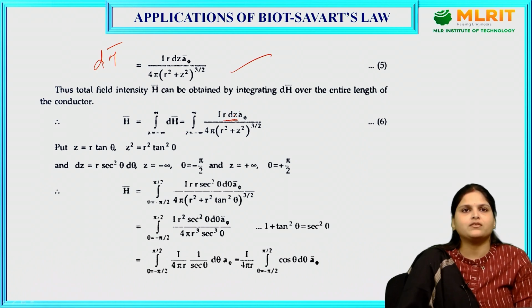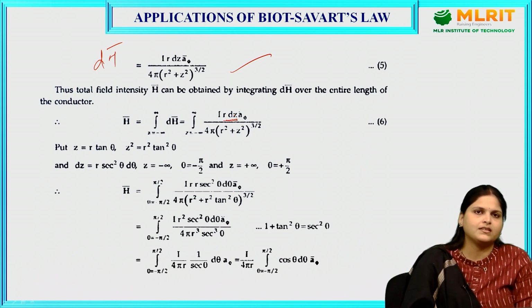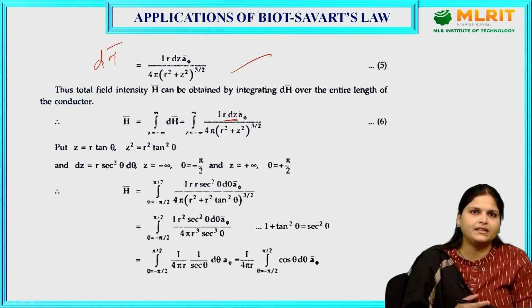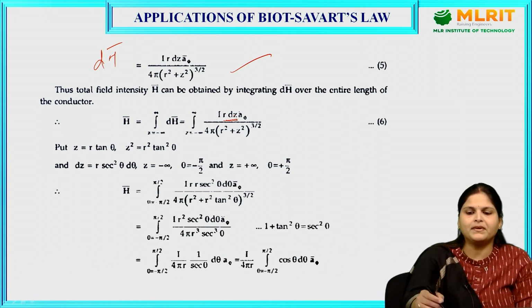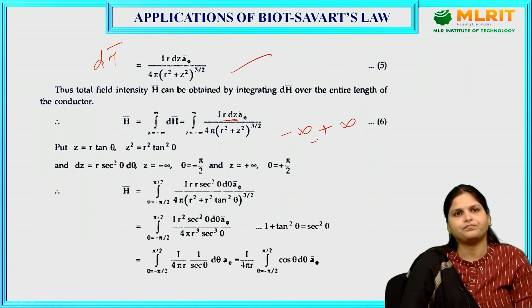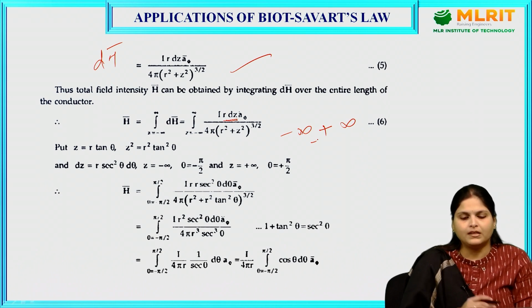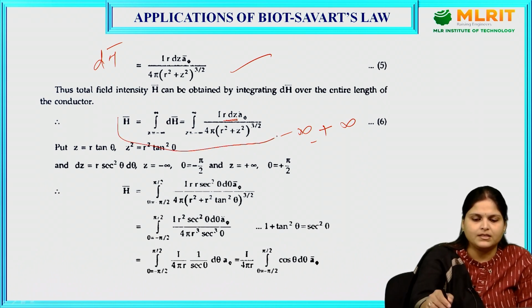So, the limit, because we know the conductor is along the z axis, and because it is an infinite length current carrying conductor, the limit is from minus infinity to plus infinity. Similarly, we will put here minus infinity to plus infinity. So, now this formula is this.